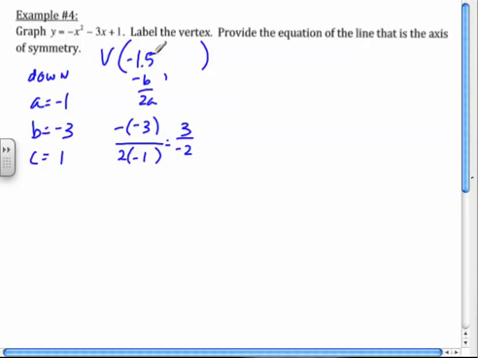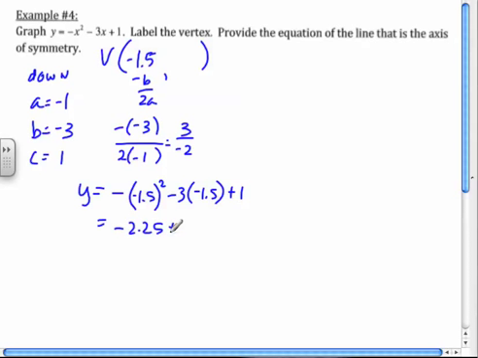All right, so to find out what the y is, y is equal to the opposite, or negative, and then negative 1.5 squared minus 3 times negative 1.5 plus 1. All right, so let's see what that is. That's going to be negative 2.25 using my trusty calculator, plus 4.5 plus 1. So that's going to be 2.25 plus 1. So that's going to be 3.25. Okay? All right, so my y is 3.25.